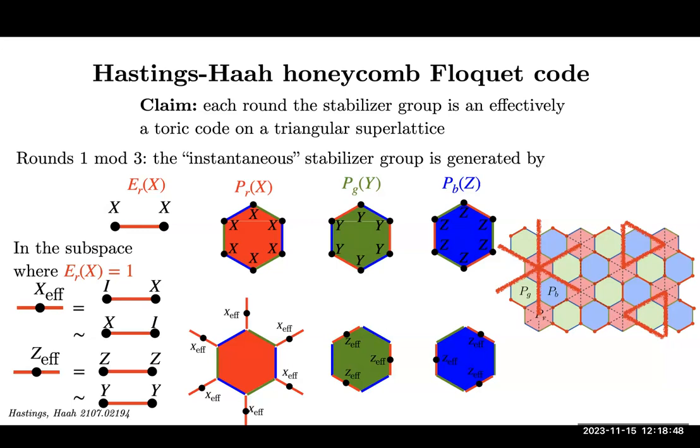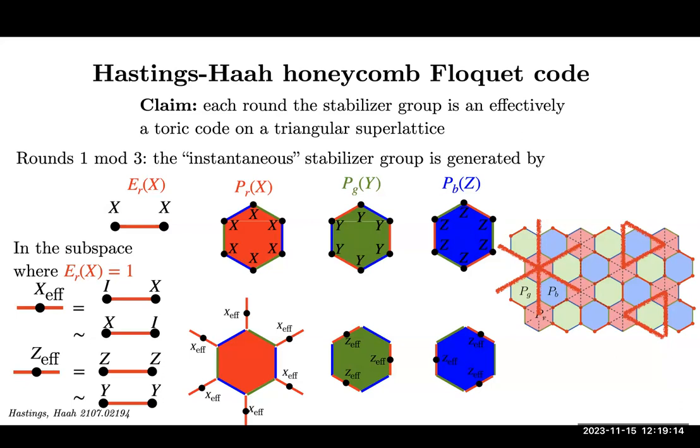So this is an X and an identity, so you get an X effective on this red one. And now if you look at the honeycomb lattice I drew earlier, you can go to the superlattice and you see that this operator looks a lot like a vertex operator. And similarly for the green and the blue plaquettes, you can see that the Z effective is either given by ZZ or by multiplying by XX. This is a YY operator.